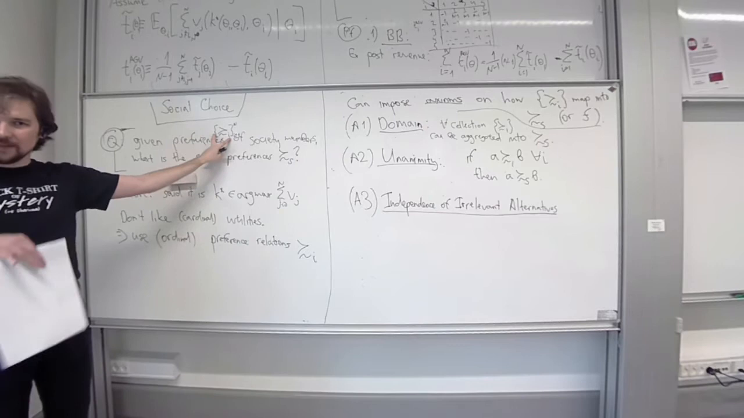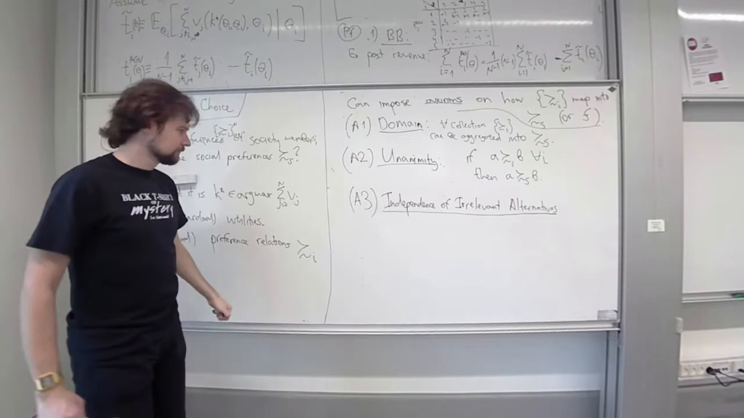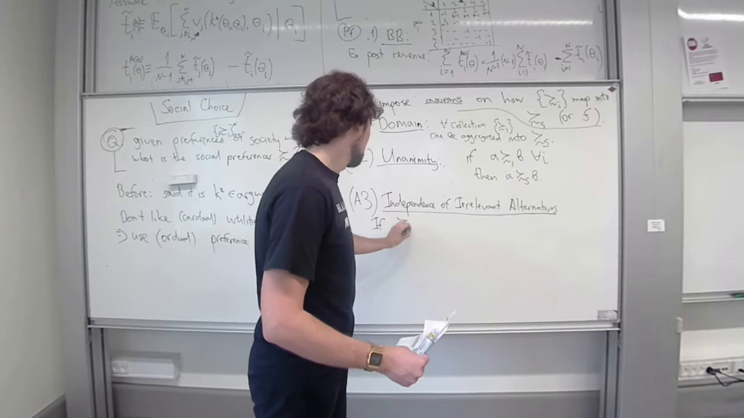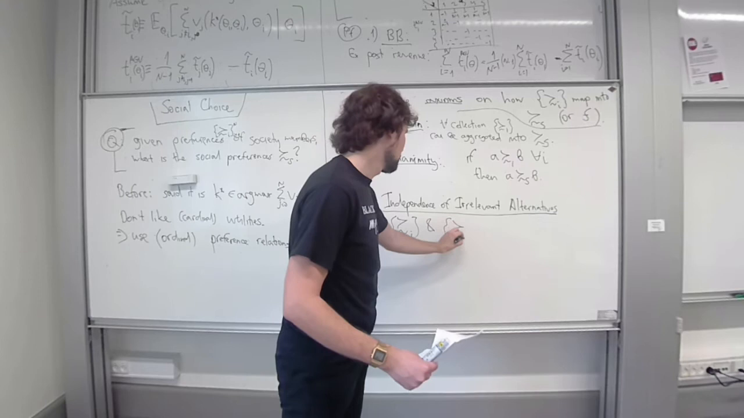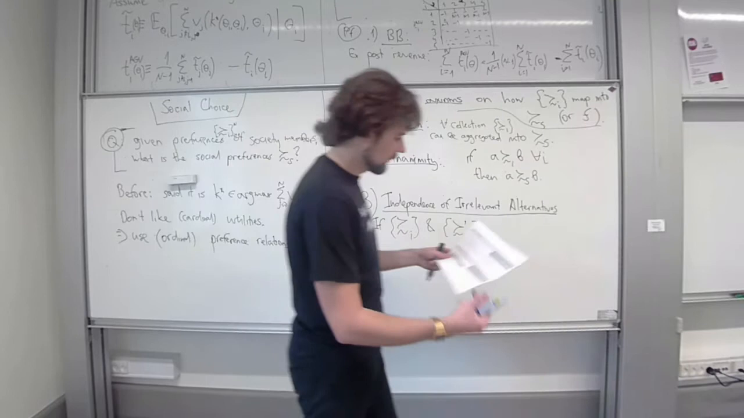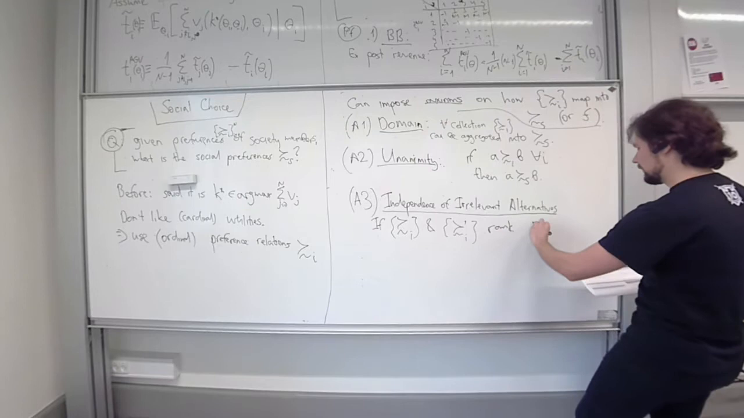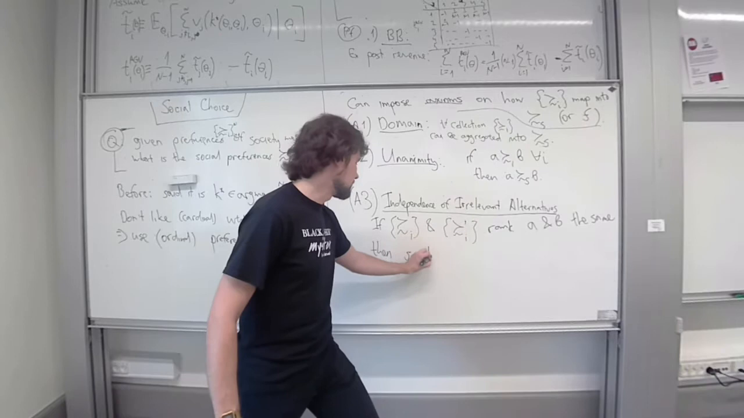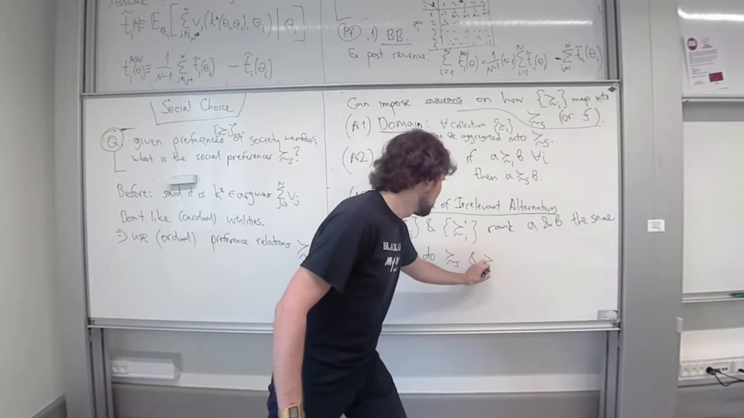But preferences regarding other alternatives should not enter this decision. So it says that if one collection of preferences and the other collection of preferences with a prime rank two alternatives A and B the same, then the resulting social preferences do the same. Then so do squiggle S and squiggle S prime.